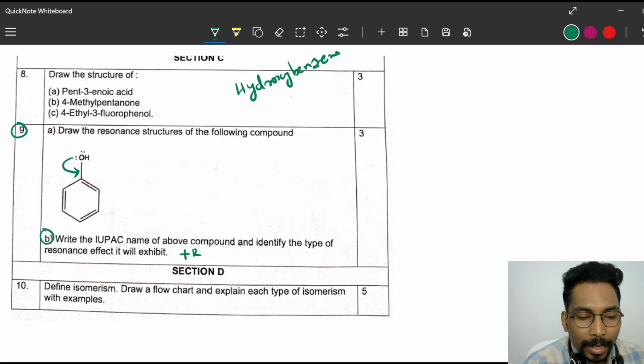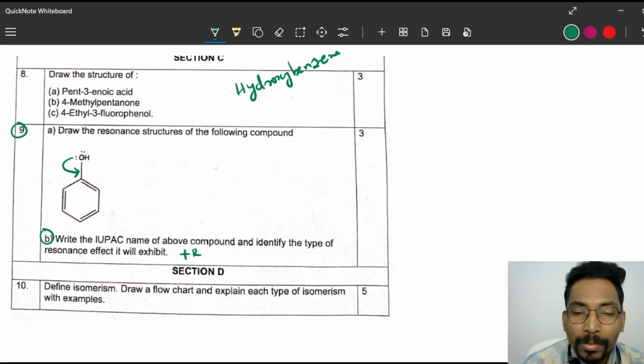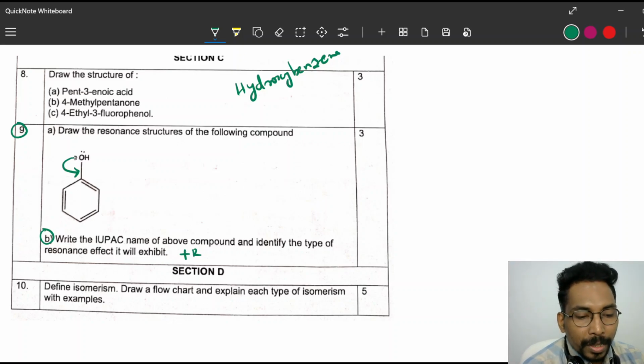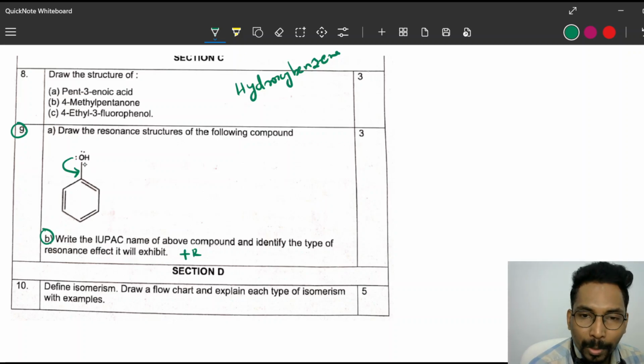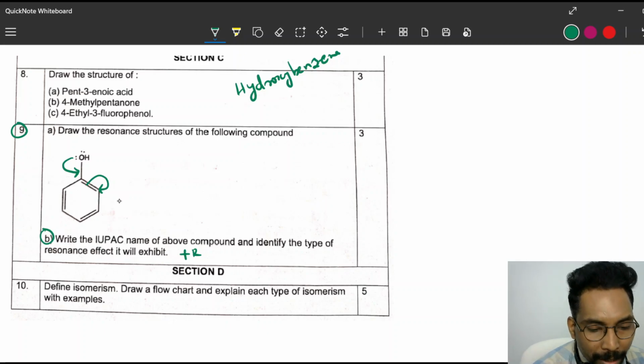Okay. Draw the resonance structures of the following compound. Okay, so I am drawing here. Please listen. I hope all of you know how to draw these structures. Very important. So first, this lone pair of electrons will come down into this particular bond. So this will become a double bond. So if this bond will become a double bond, what happens to this bond? That pair of electrons will move to this carbon. Okay, so you can draw the next one.